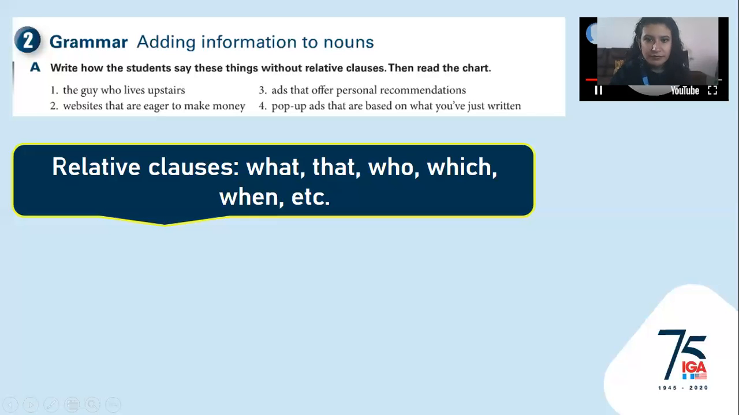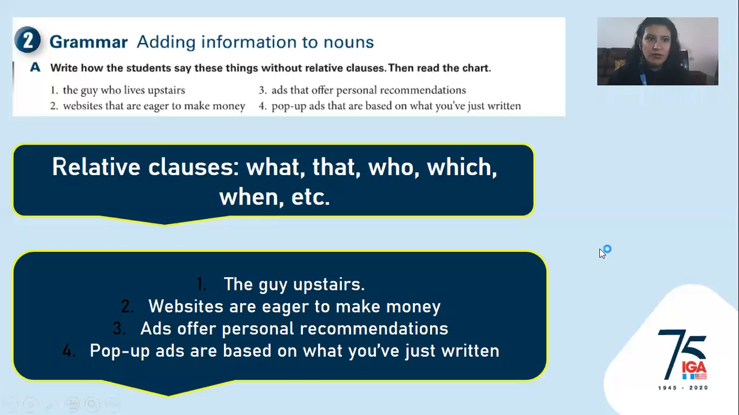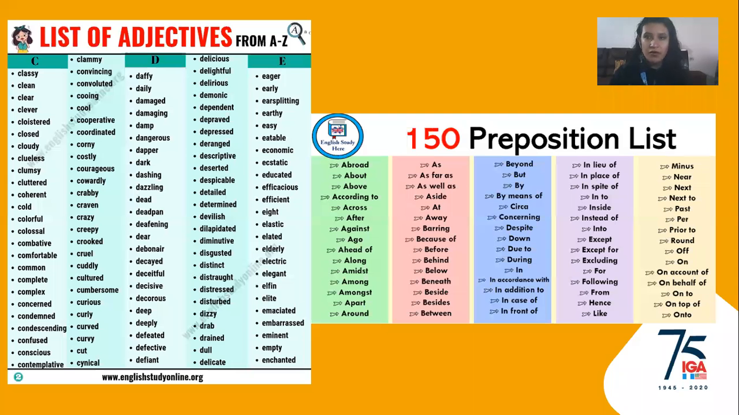Let's see. Okay, so in the first one, we have the guy who, right? Who is a relative clause. So we're going to take it away. The guy upstairs. 2, websites are eager to make money. 3, ads offer personal recommendations. And 4, pop-up ads are based on what you just read, right? So as you can see, in all of them we omit the relative clauses. Now, let's see a little bit more about other expressions that we're going to be able to use.